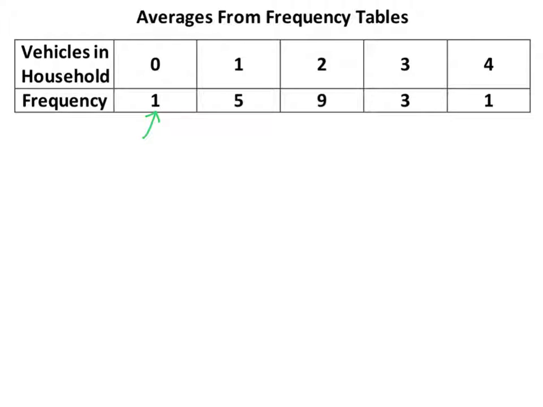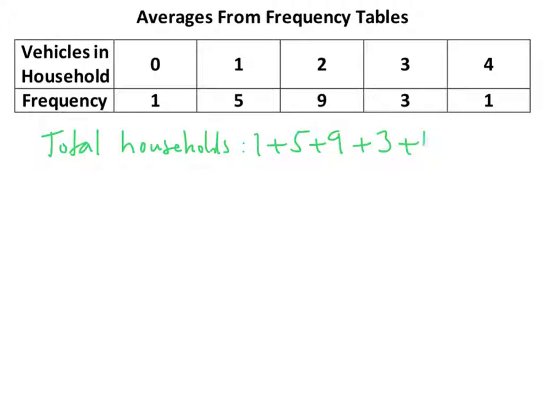First thing we can work out is how many households in total, and we just need to add up the frequency. So total households would be 1 plus 5 plus 9 plus 3 plus 1, which is 6, 15, 18, 19. Okay, everyone happy with that? All we've done is add up the frequency. I'll just check I haven't made a mistake.